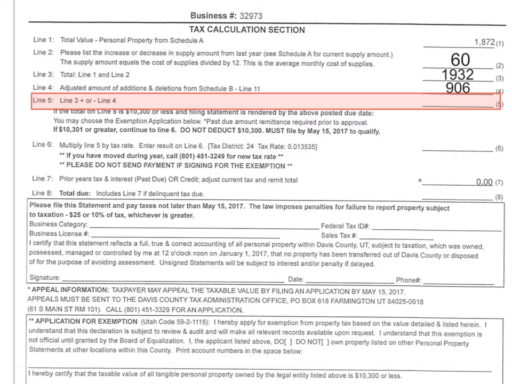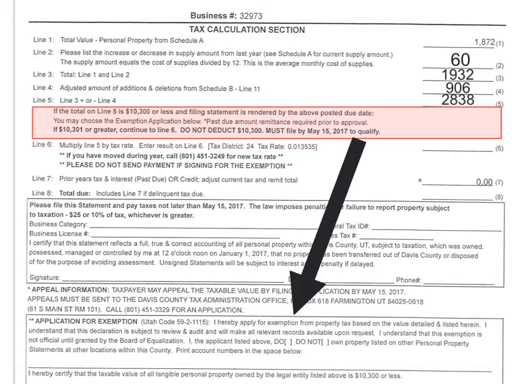Next, we're going to add lines 3 and 4 together. In this example, the total is $2,838. This is your line 5 number. Next, we will be calculating the tax. In this example, you can see that the total taxable value is $2,838. This is below the $10,300 exemption level.